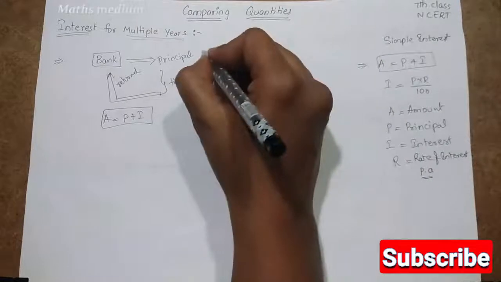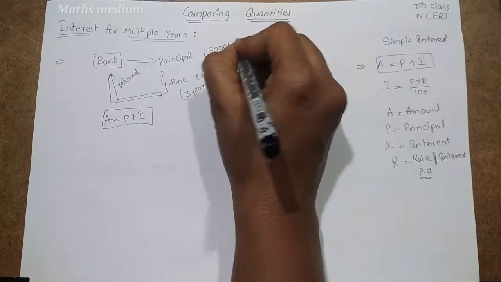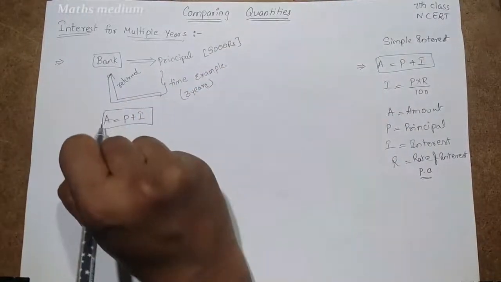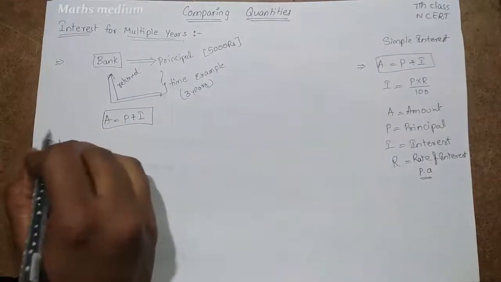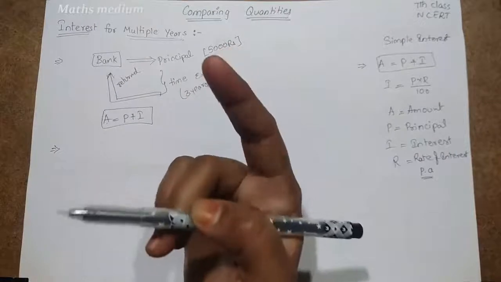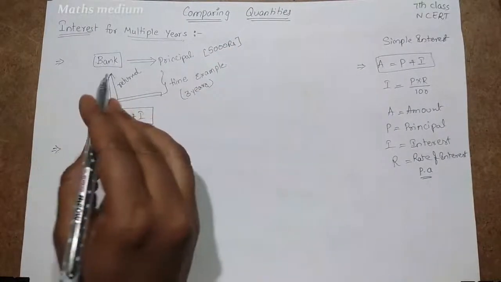Now, principal amount is 5,000 rupees and time is 3 years, and we have to find the amount and interest also. Now, how are we going to find this for multiple years? We find it only for 1 year, but here we have 3 years. So, how are we going to solve this?